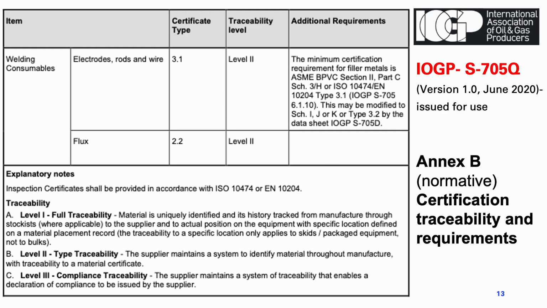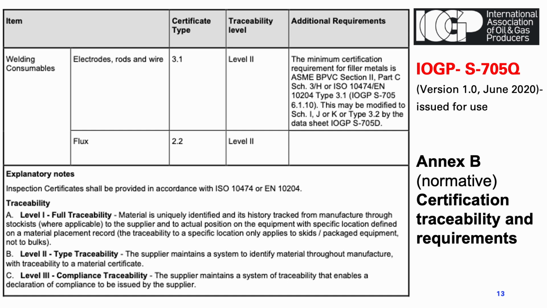Finally, there is Annexure B, which is the certification and traceability requirement. Welding consumables, for example, in the annexure you can see electrode, rods and wire. The certificate type is 3.1 and traceability level 2. And the additional requirement, the minimum certification requirement of filler wire, is as per ASME section II C and ISO; there are standard references, you can read them. Then flux is also level 2 and has no additional requirement as per this Annexure B.